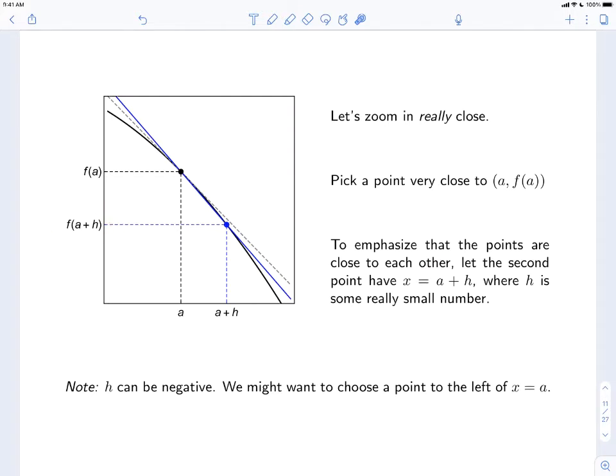Now our function was decreasing in this picture, so that's why even though a plus h is to the right, f at a plus h is below f at a, it's smaller. That's because in this picture I imagined that h was a positive number, but h can be negative. So we might want to choose a point to the left of x equals a. So we might want a point over here, in which case we allow h to be negative. So h can be positive or negative.